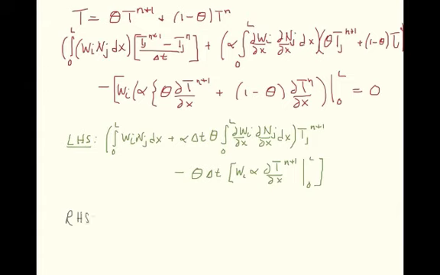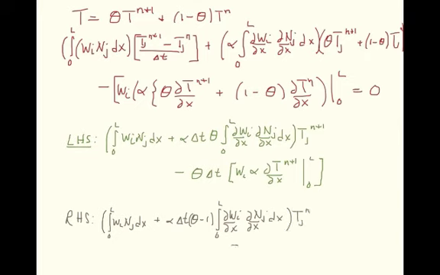Our right-hand side is the integral from 0 to L of Wi Nj dx plus alpha delta t theta minus 1 times the integral from 0 to L of dWi/dx dNj/dx dx, all of this times Tj of n, minus theta minus 1 delta t W of i alpha dT n dx between 0 and L.